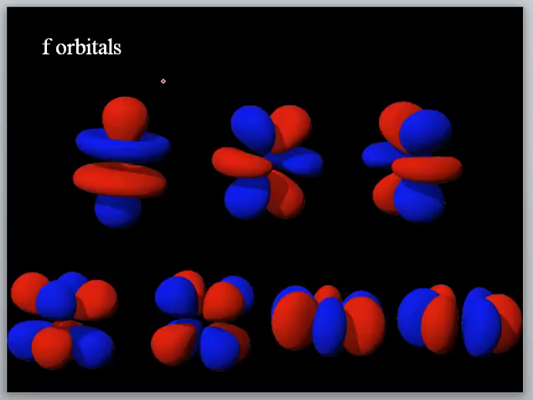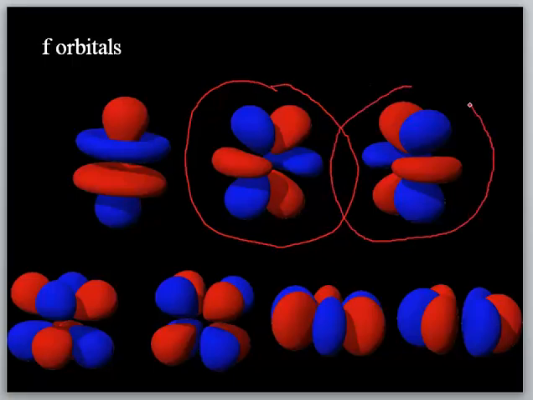So remember, all you're looking at when you look at this shape, and you're never going to have to pick this shape out of a lineup, you just need to know that there are 7 orbitals in the F sublevel.